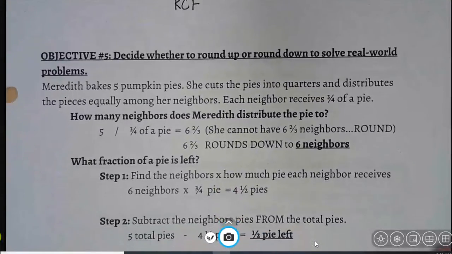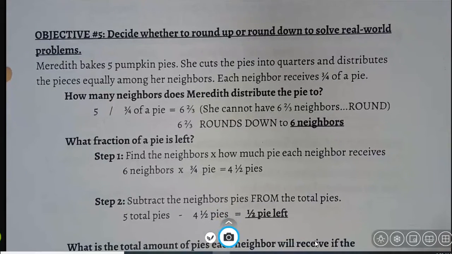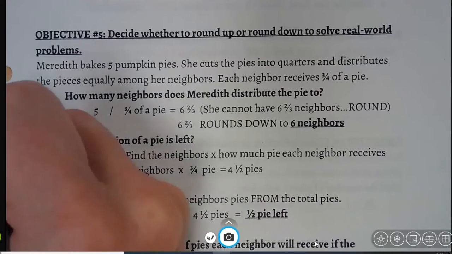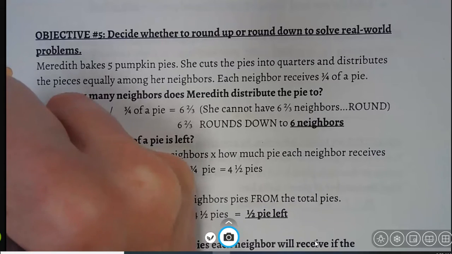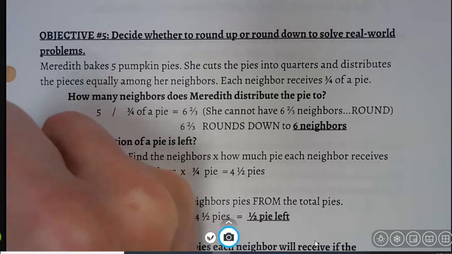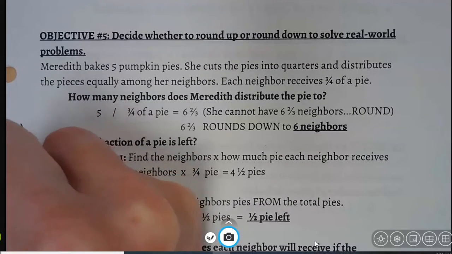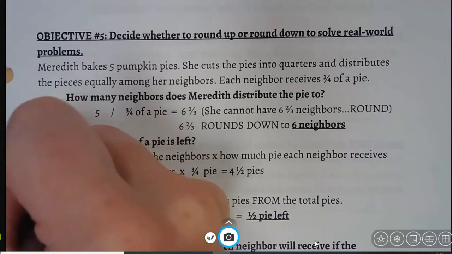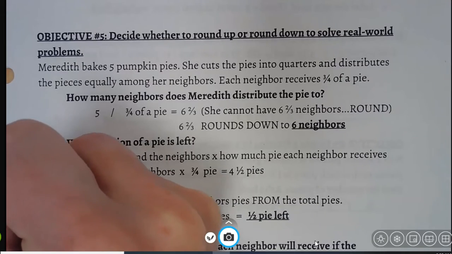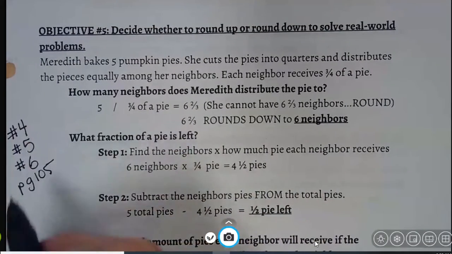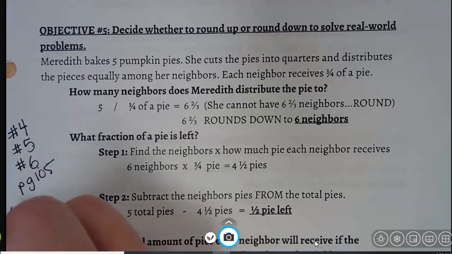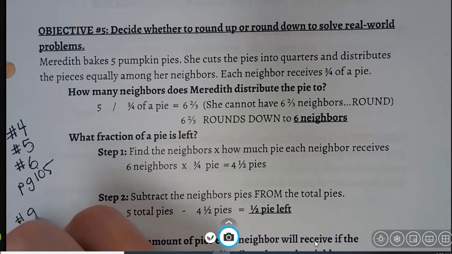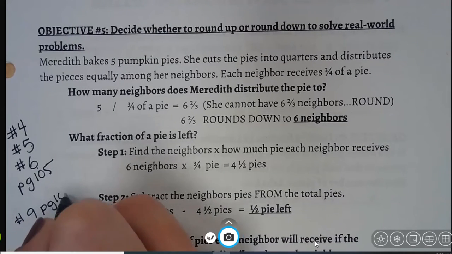Objective 5 is you have to decide whether to round up or round down to solve real-world problems. So in real life, sometimes we have to do rounding because we can't have something like half of a person. That would be silly. So this can be practiced with number 4, 5, 6 on page 105 or number 9 on page 106.